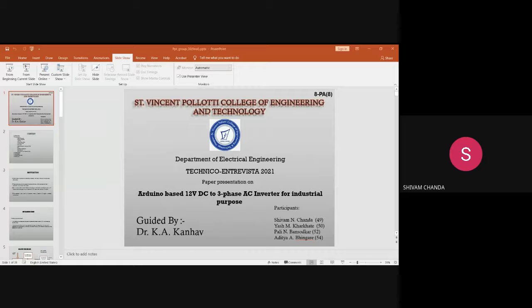Motivation, then some introduction. We will discuss the block diagram, circuit diagram, and working components we are using: Arduino Uno, the pins we are using, some specifications of it, then BJT, the MOSFET, transformer, then simulation and programming. Then we'll talk about advantages, applications, approximate costing and power rating, and finally references. So I would like Yash to continue from here.